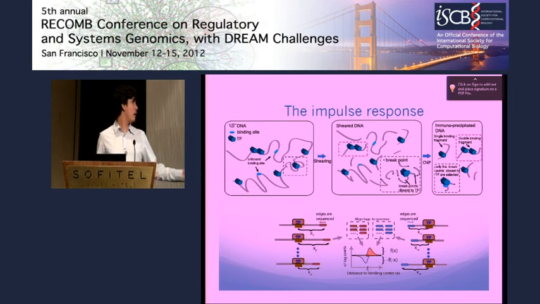Going very quick, we have a physical model for the impulse response. Basically, for the shearing step, we should look at this black box. The shearing step causes many breaking points in the DNA, and after the immunoprecipitation selection, only the break point that is closest to the transcription factor is selected for sequencing, which indicates an extreme value problem.